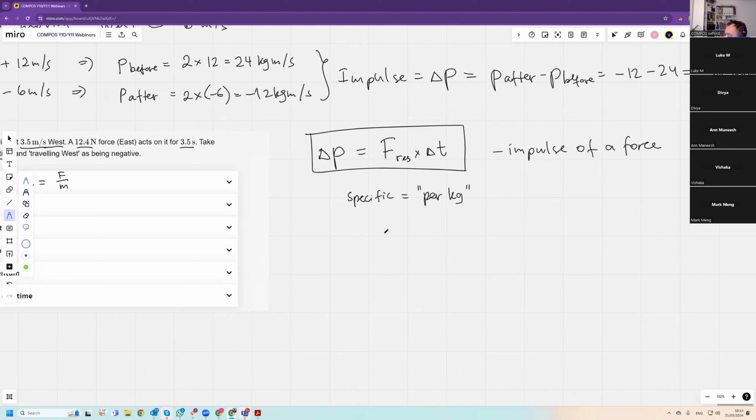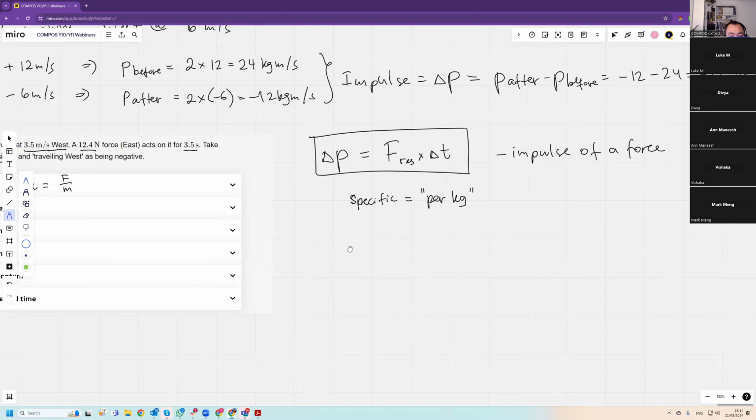So specific impulse, I'm not familiar with the term, but I'm guessing it means the impulse delivered by 1 kilogram of fuel, which is a very useful thing. You want to know the final momentum of the rocket, how fast you're going, so you know how much fuel to put in. That would make sense.